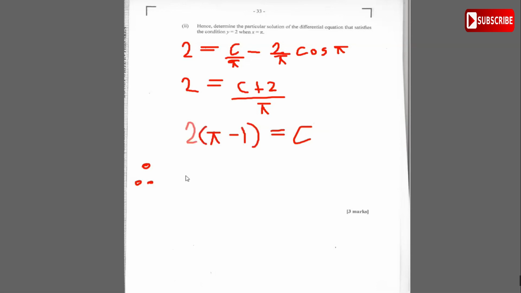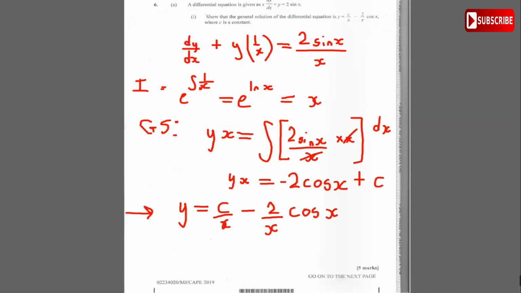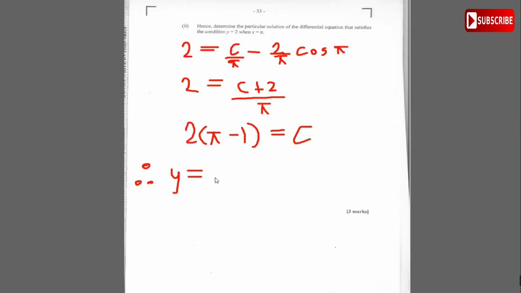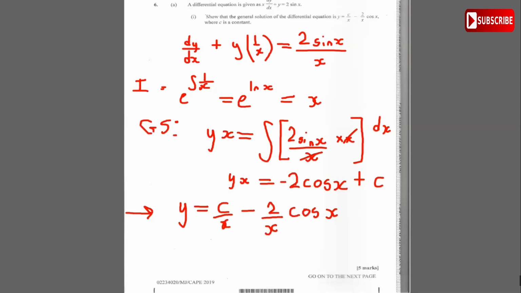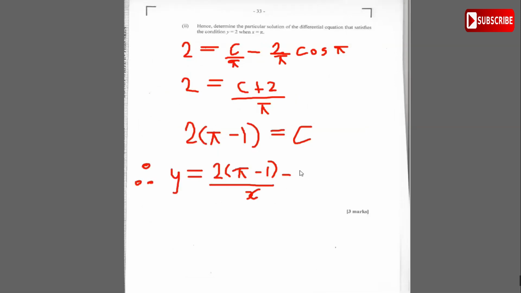So if this is c, what we're going to get is y is equal to c over x. So y is going to be 2 times pi minus 1 over x, minus 2 over x cos x. Nice and easy.